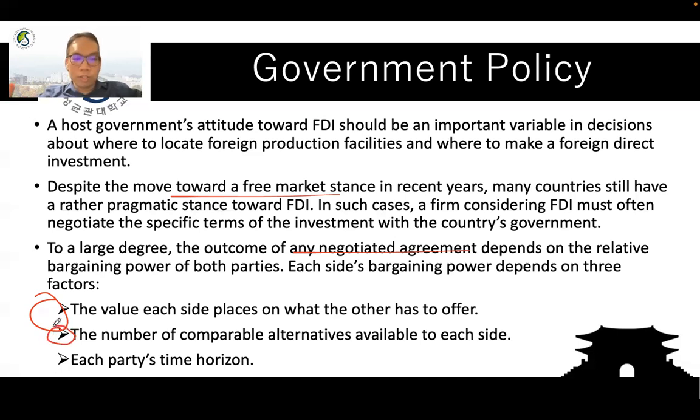Comparable alternatives: if you have alternatives, then you have higher bargaining power. But on the other hand, the host country also has a lot of alternatives. For example, you want to build a factory, a car factory, and you're asking for some concessions, some incentives, and the host country is telling you that they also have other alternatives. So they have bargaining power also, and the time horizon of everyone, from your side and also from the host country side.